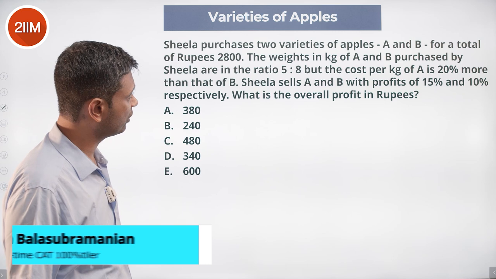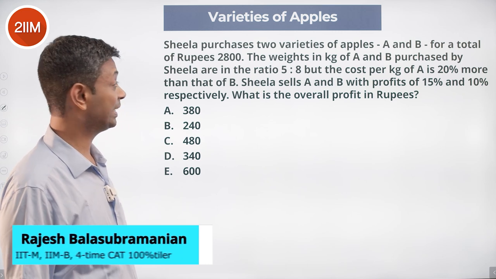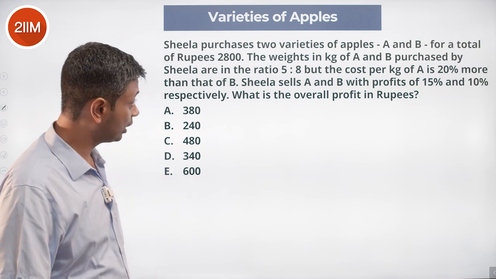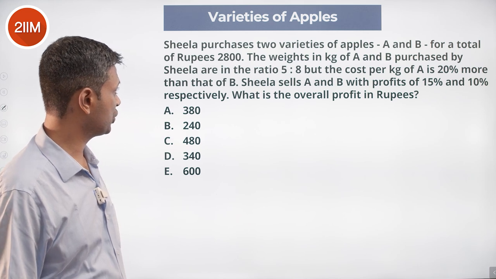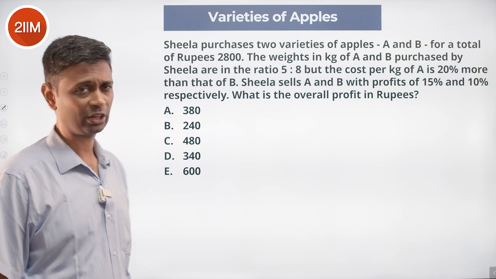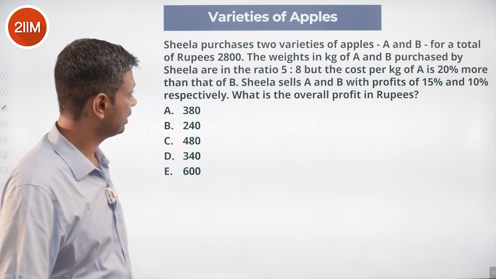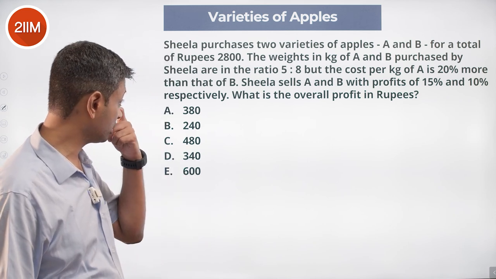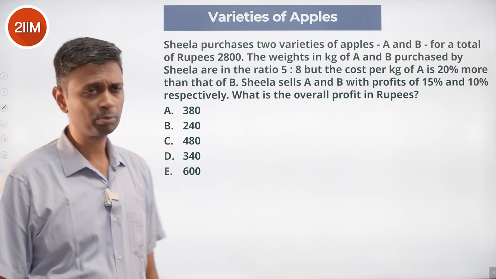Sheila purchases two varieties of apples, A and B, for a total of ₹2,800. The weights in kilogram of A and B purchased by Sheila are in the ratio of 5:8, but the cost per kilogram of A is 20% more than that of B. Sheila sells A and B with profits of 15% and 10% respectively. What's the overall profit in rupees?